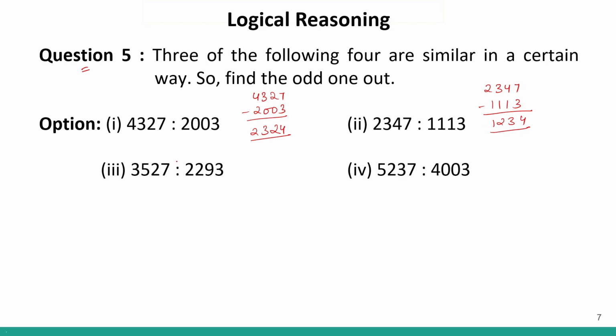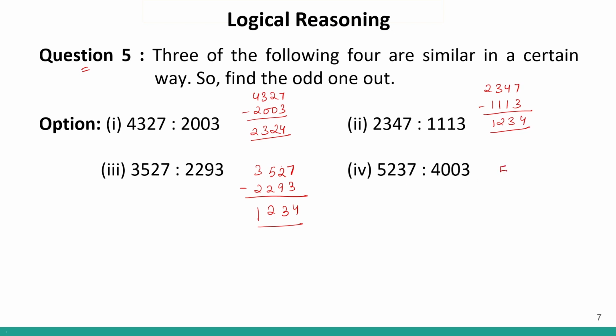Correct? If I find the difference between 3527 and 2293, this will be 4, and 1 will be carried over here. Correct? So here I'll get 4, here I'll get 2, here I'll get 1. So here I'll get 3 and here I'll get 2 and 1. So the difference is 1, 2, 3, 4. Okay?